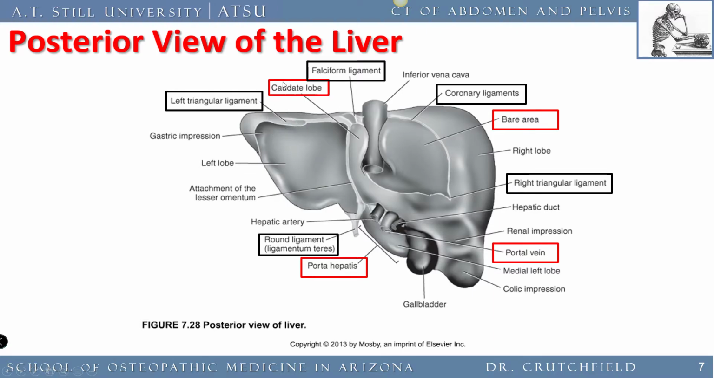So how can you remember the caudate lobe of the liver, which you will rarely, if ever, see? How do you know the caudate lobe is adjacent to the inferior vena cava? Because C is for cava and C is for caudate lobe.